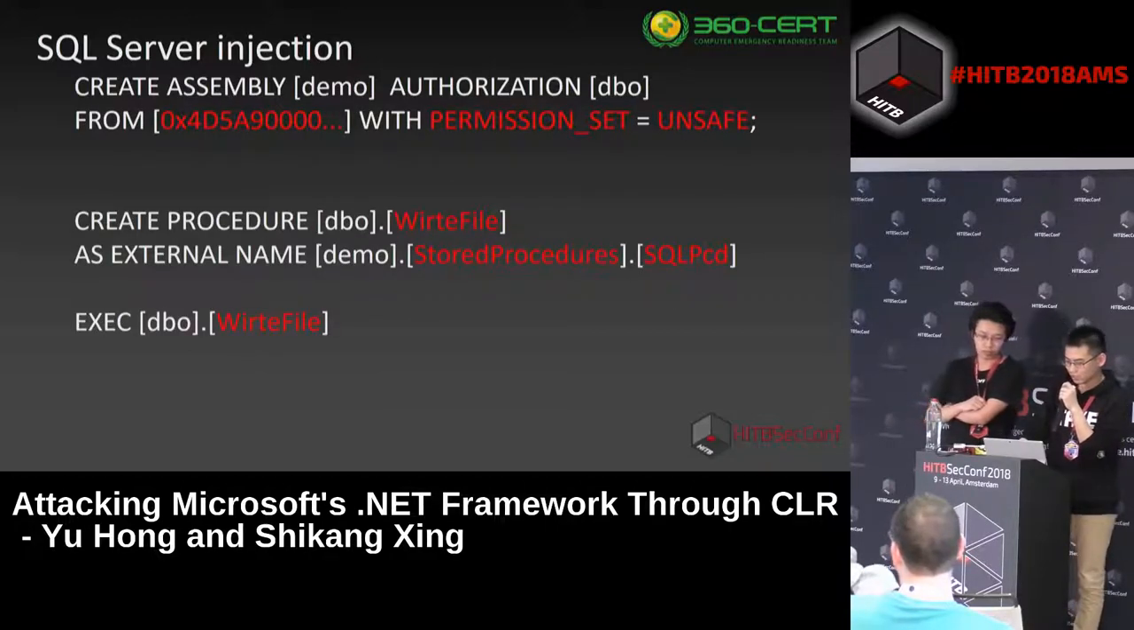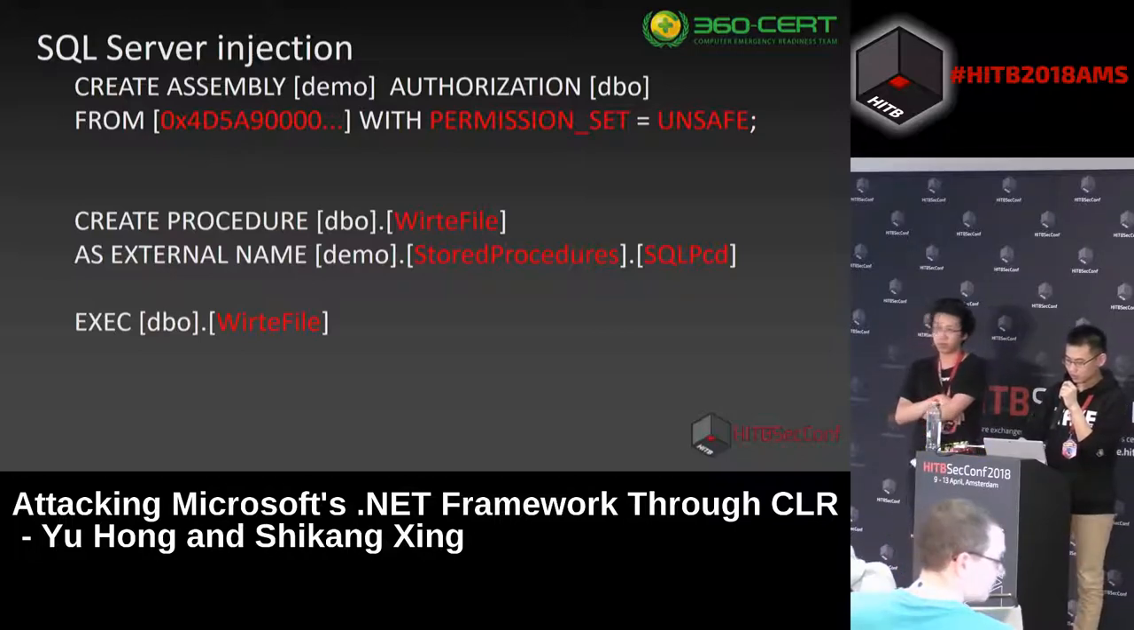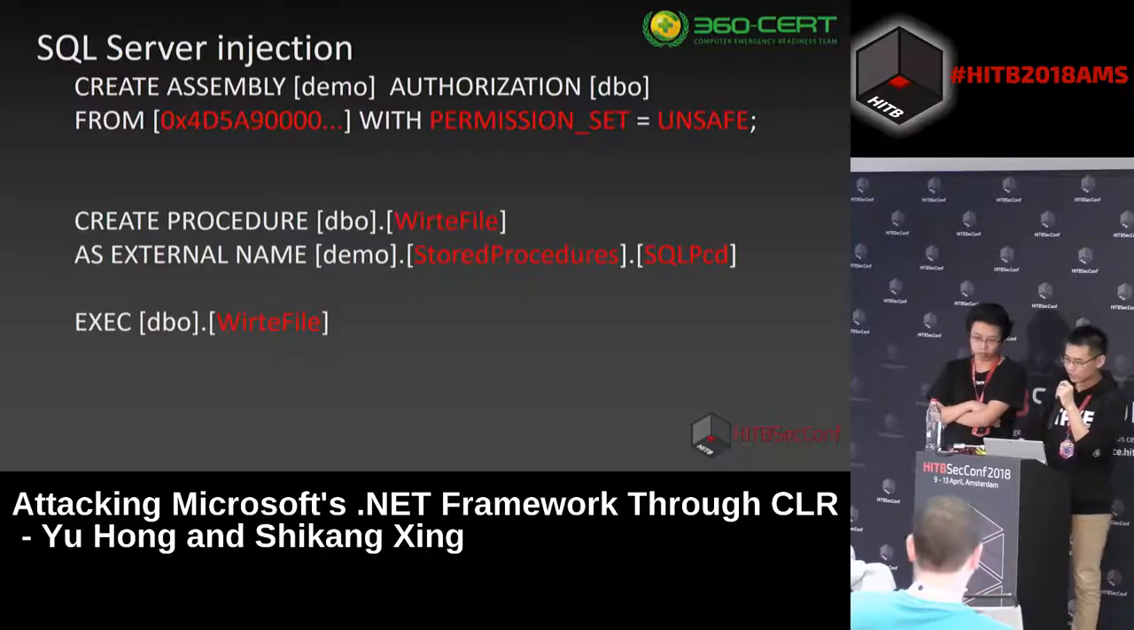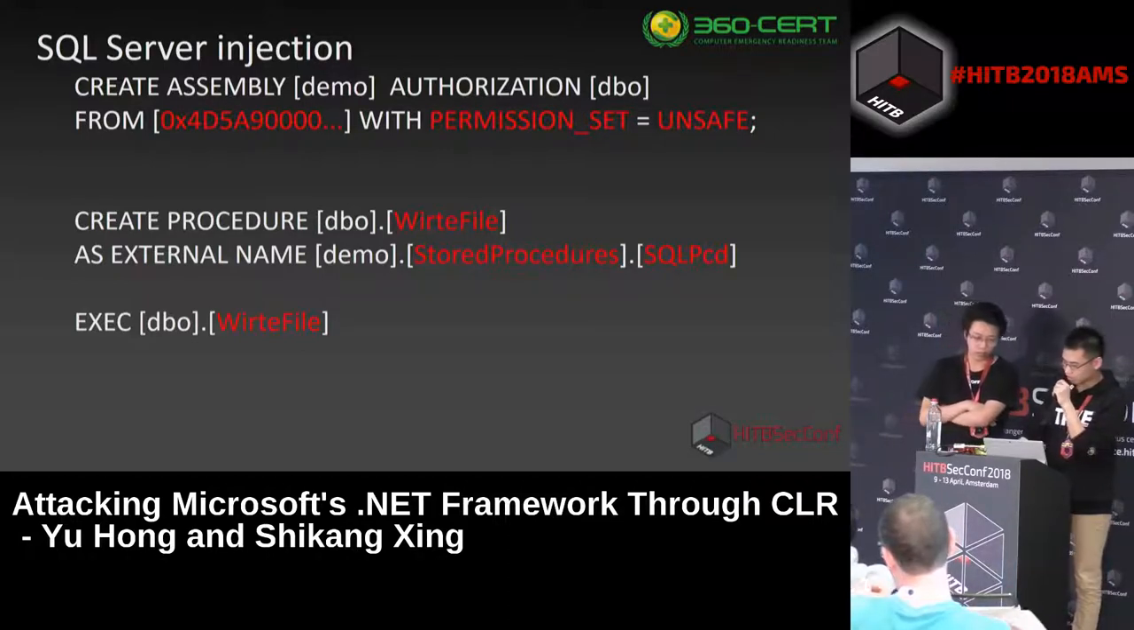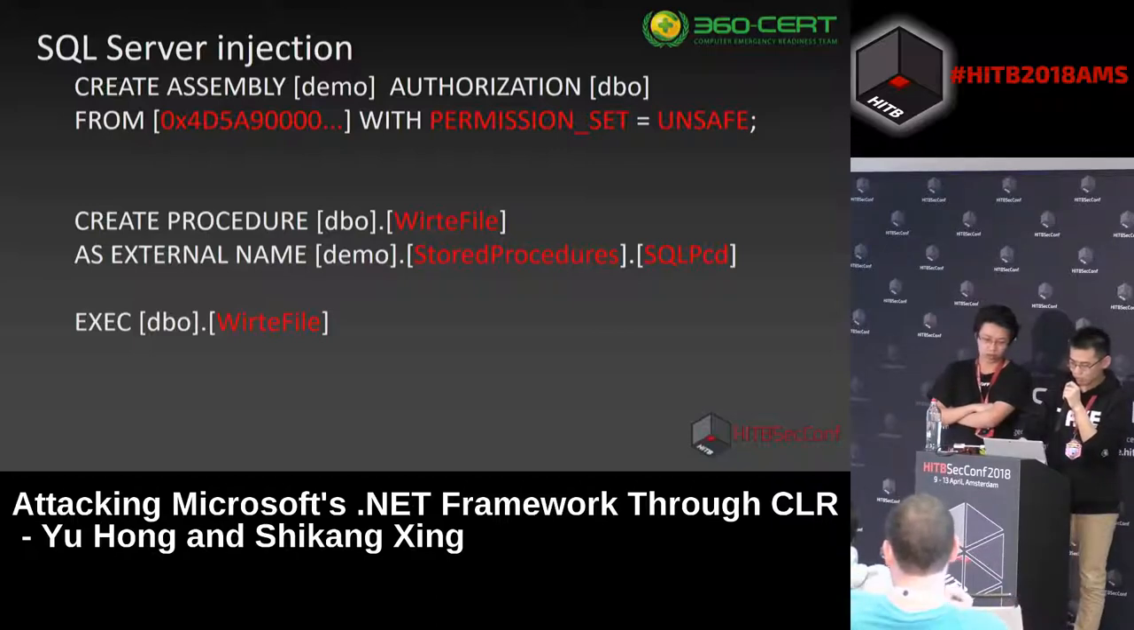And let's take a look at the payload again. The first one is CREATE ASSEMBLY and try to load the DLL. There are two ways to load a DLL in SQL Server: load from a file path, or load with a hex decode. Obviously, loading with hex decode is better.